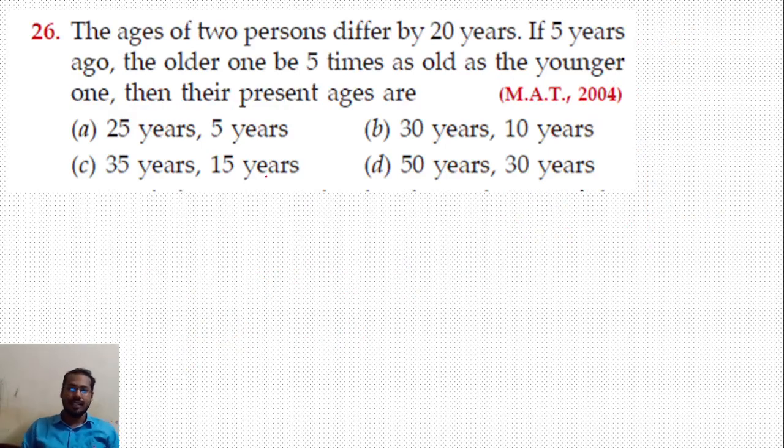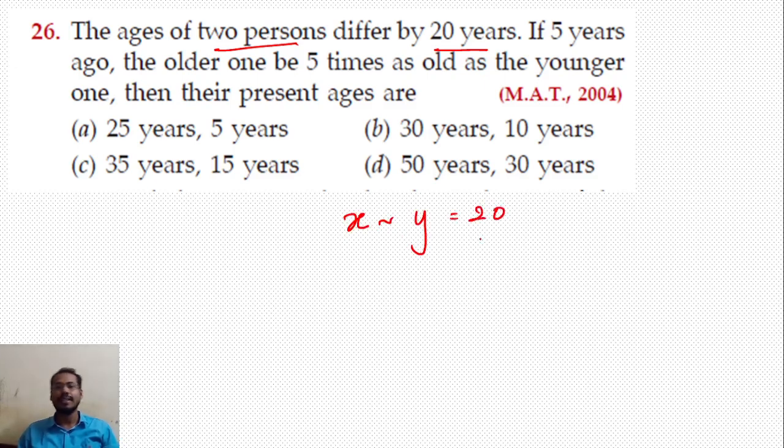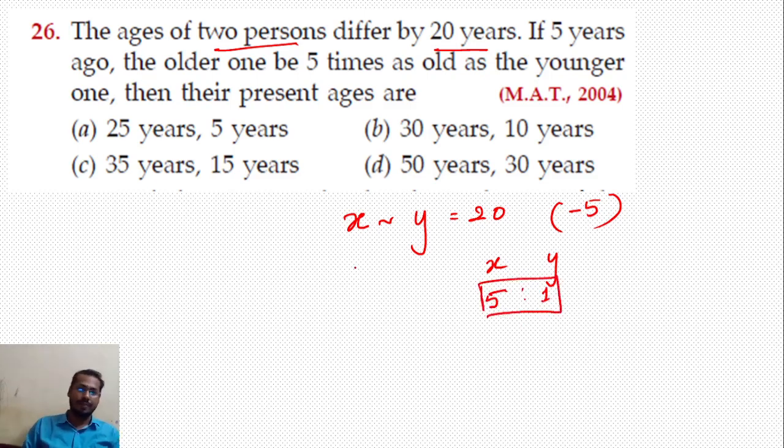Then, next question. The ages of two persons differ by 20 years. So, just write, there are two persons, X and Y. The difference between the two persons is 20 years. If 5 years ago, that means 5 years ago, what happened? The older one was 5 times as old as the younger one. So, X and Y. The older is 5 times the younger one, means 5:1. Right? Okay. So, look at the difference between the ratio. 5:1. The difference is 4 parts.